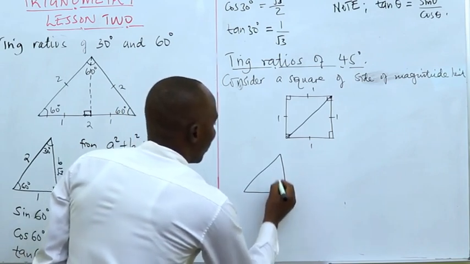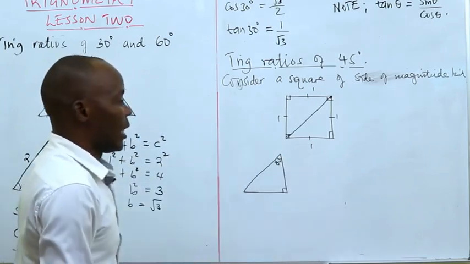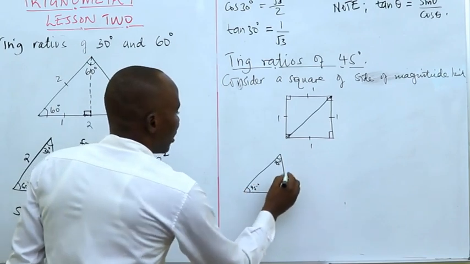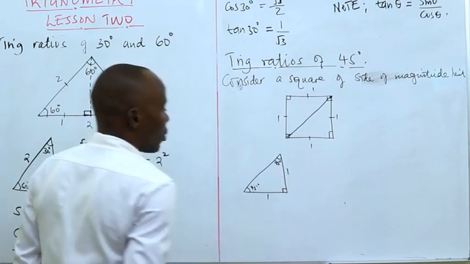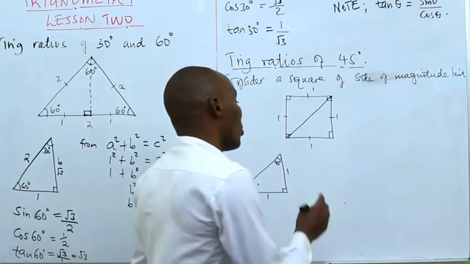With a 90 here, now this one is 45 degrees because I've divided the 90 into 2. Even this one is 45 degrees. This one is 1, and also that side is 1. We are lacking the hypotenuse what? We are lacking the hypotenuse side.